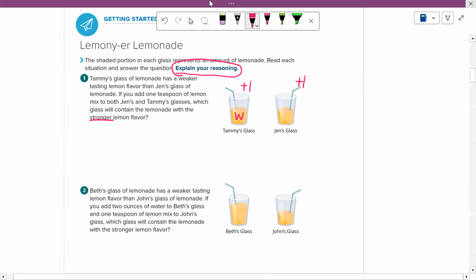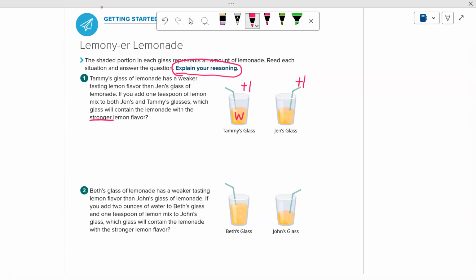All right, here we go. So if Tammy's glass had a weaker taste to begin with, and we added the exact same amount to each glass, qualitative reasoning tells me that Jen's glass will be stronger.